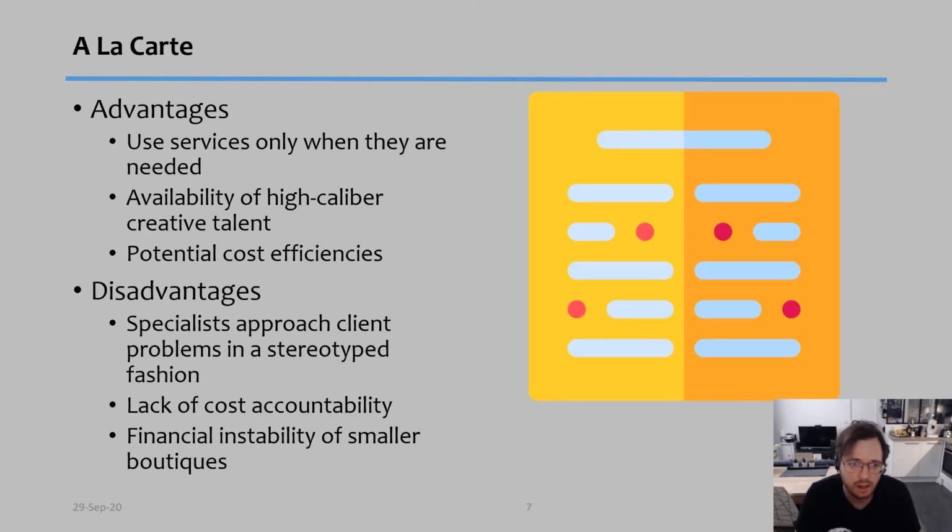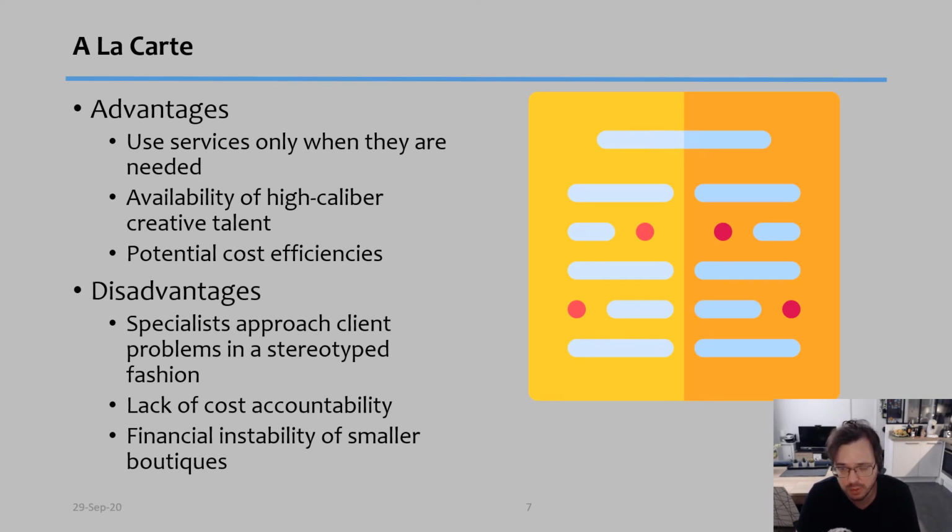When you have an a la carte option, this also has advantages and disadvantages. The first advantage is that you only use services that are needed. So you only need to use the services that you don't have in your business. This also gives you an ability to have a higher caliber of creative talent because you're going to be mixing outside blood with, let's say, the staff in your own company. So you're going to have perspectives from inside the company, outside the company, and this can create a lot of creativity for your ads.